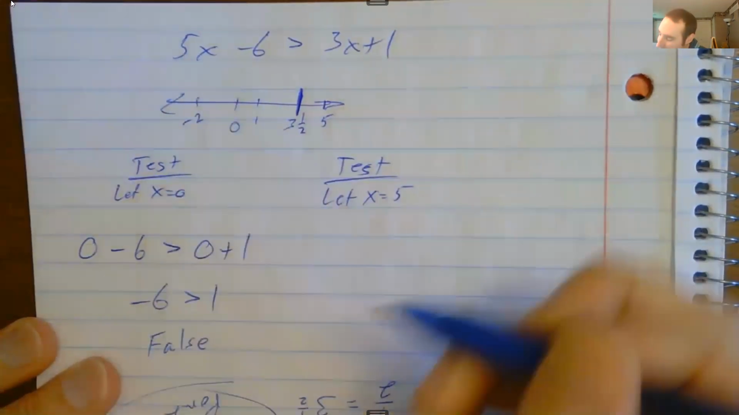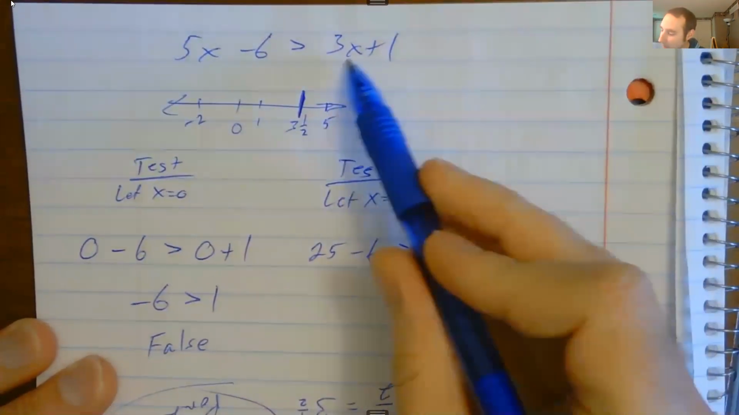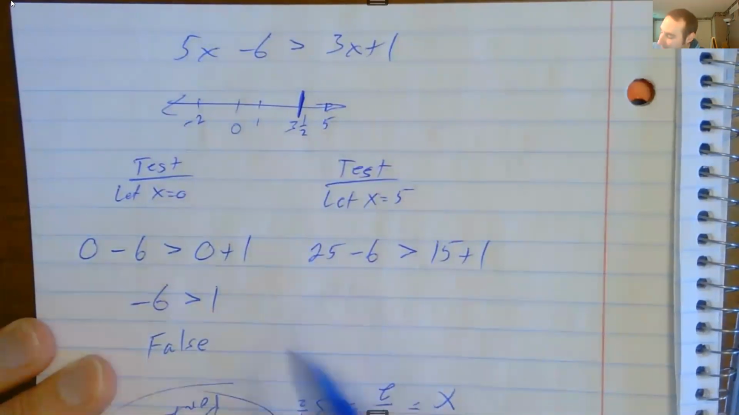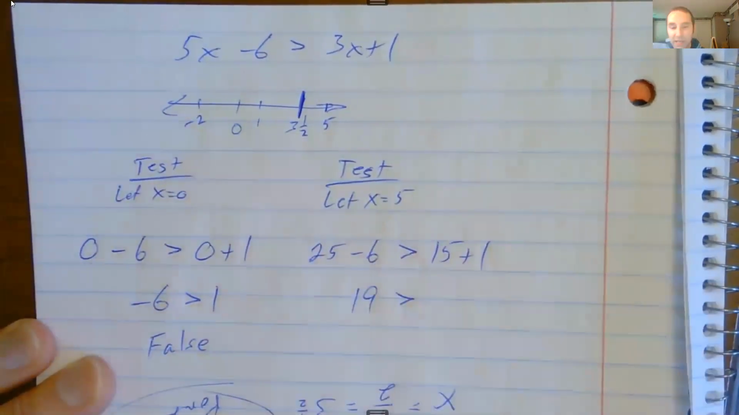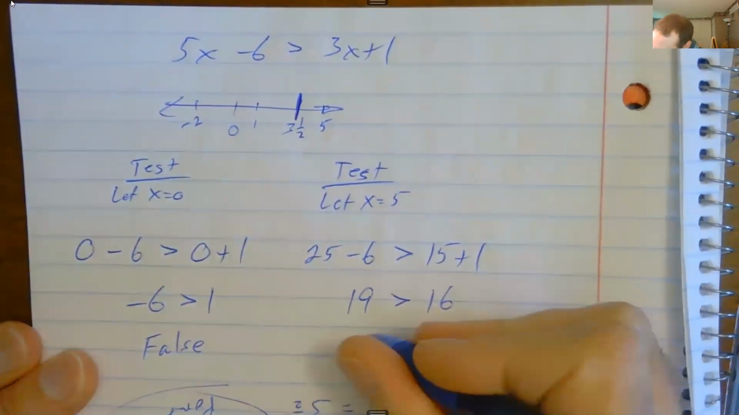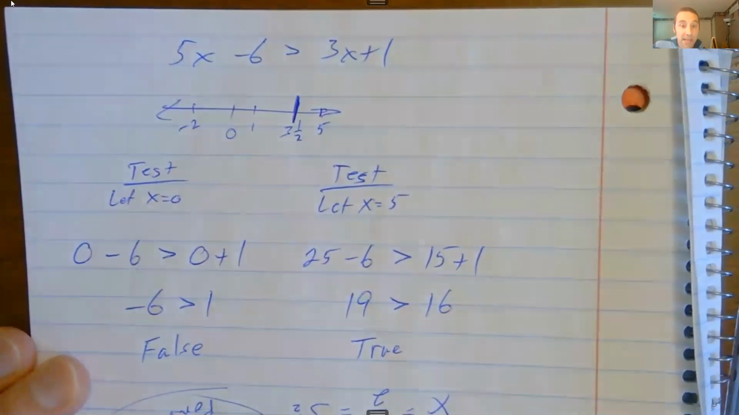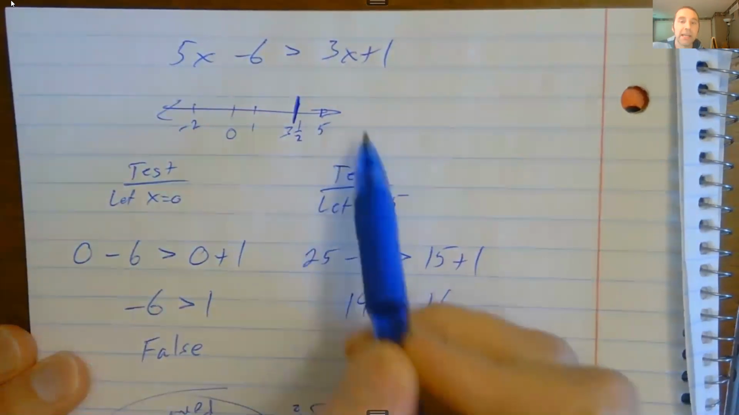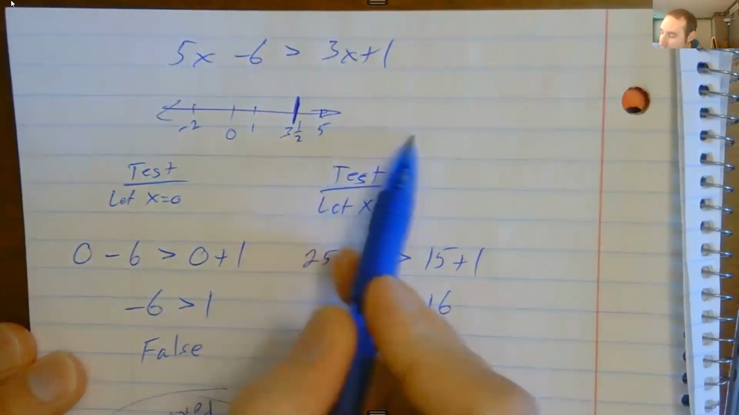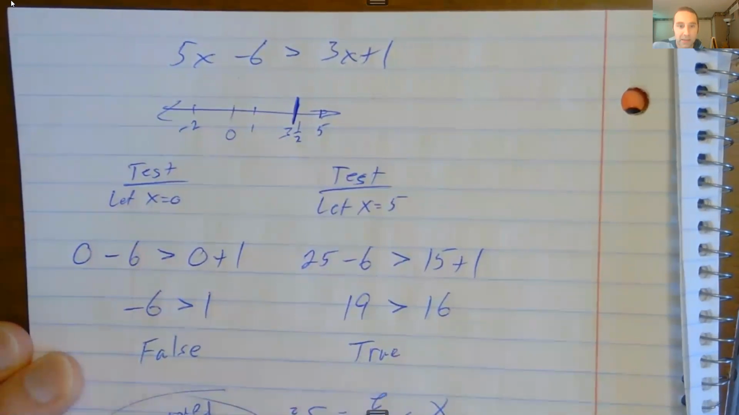I got 5 times 5, so it's going to give me 25 minus 6 is greater than 3 times 5, that's 15, plus 1. Let's see, 25 minus 6, that's 19, is greater than 15 plus 1 is 16. Is 19 greater than 16? Yes, we have a true statement there. And again, if I had tried x equal 10 or x equal 100 or x equal 7, any of those other x values that are to the right of 3.5, provided I'm doing things correctly, they all should have given me some sort of a true statement, okay?